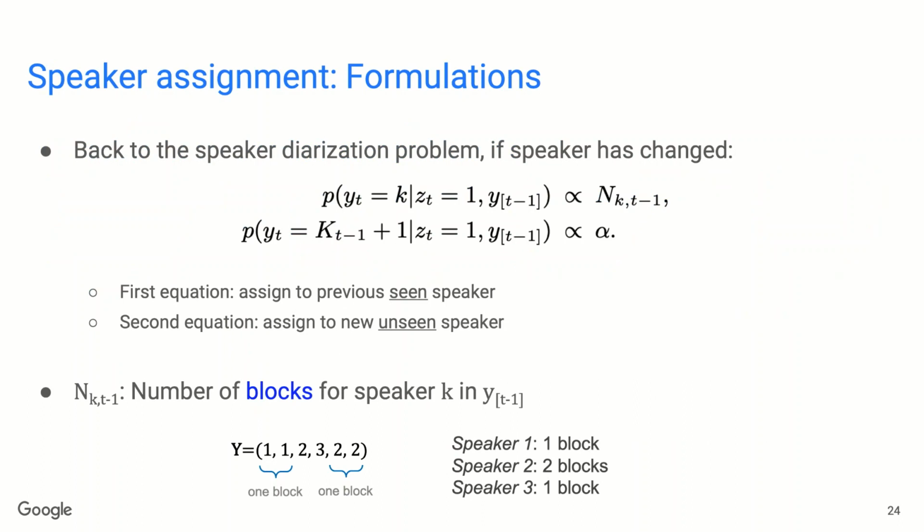Let's use mathematical language to describe our intuitions. If the speaker has changed, we assign it to a new speaker with a probability proportional to a constant alpha. We assign it to a previous speaker with a probability proportional to how many times that speaker has spoken before. Each time a speaker speaks, he makes a block, which is a continuous subsequence of the same speaker label.